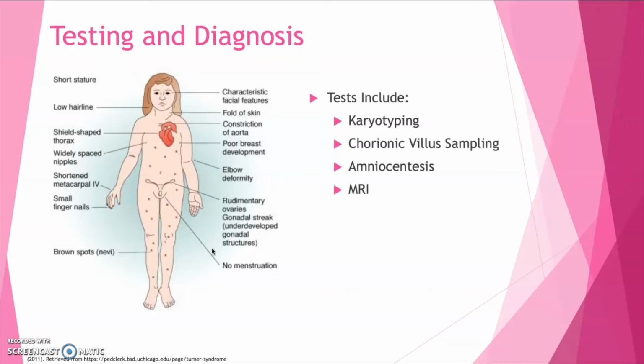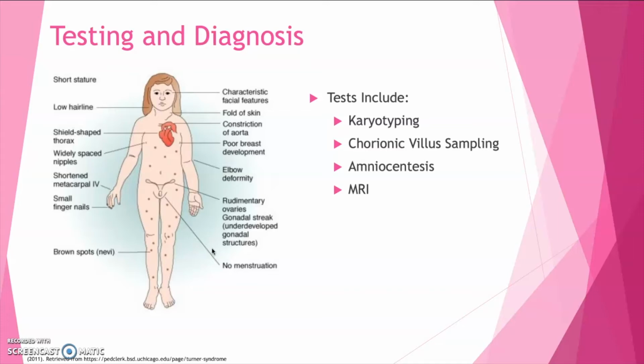Clinical features vary depending on the person, but the most common feature among all people with Turner syndrome is short stature. Some tests may include karyotyping, chorionic villus sampling, amniocentesis, and MRIs. Karyotyping is done with a blood test.